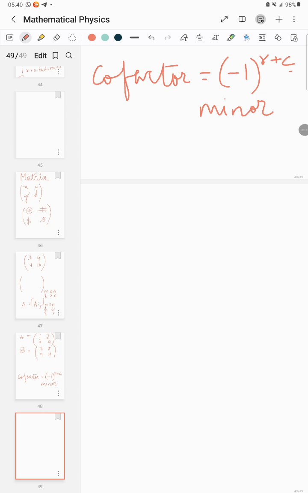Now let us look into some of the properties of determinant. Property number 1 says that if all the elements of a row or column of a matrix are 0, then the determinant will also be 0. Property number 2 says that if any two rows or columns of a matrix are identical, like they have the same elements, then its determinant will also be 0.